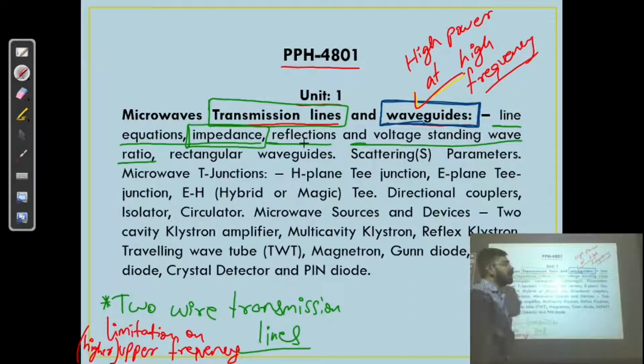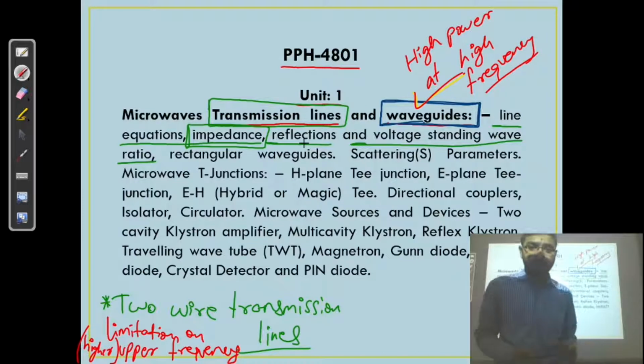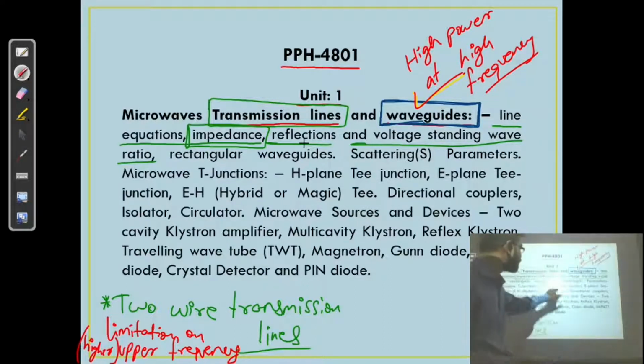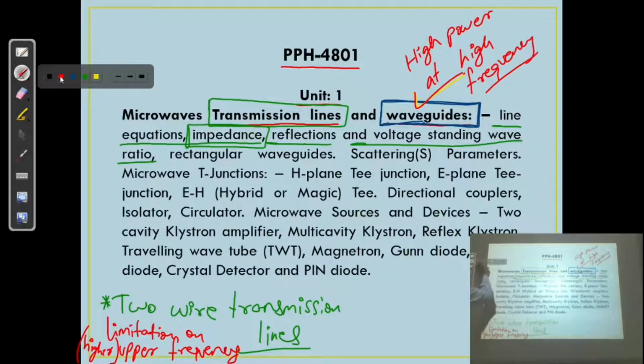Then there will be a reflection coefficient, because if you join two transmission lines, there may be problems where 100% transmission will not occur. Some portion of the signal will be reflected back. So you will have a reflection coefficient. These are some small topics, and voltage standing wave ratio is also associated with transmission lines. After completing transmission lines, we will go towards the waveguides.